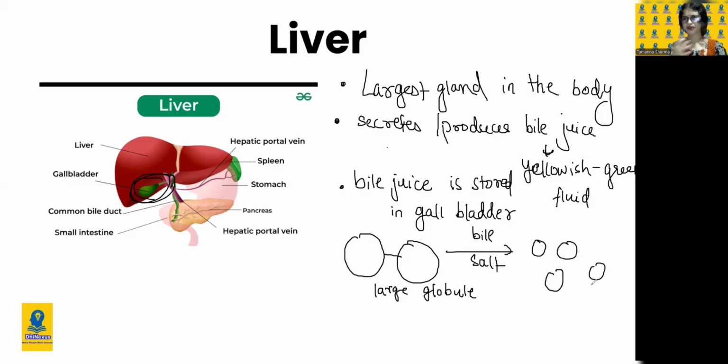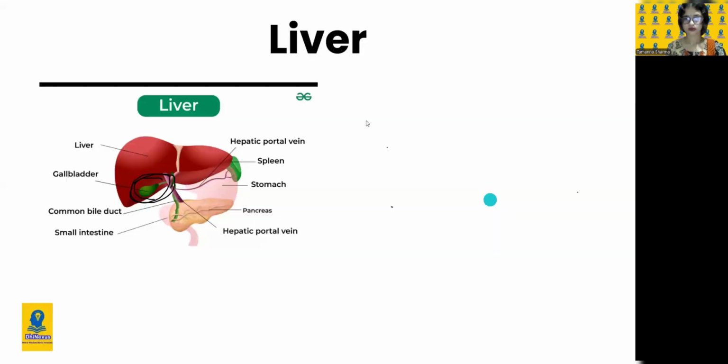So a large globule is broken down into smaller globules by the help of bile juice that is produced in the liver and stored in the gallbladder. Now, there is a very important word here that you need to remember, that is emulsification. Let me make you write it down. Write the question: what is emulsification?